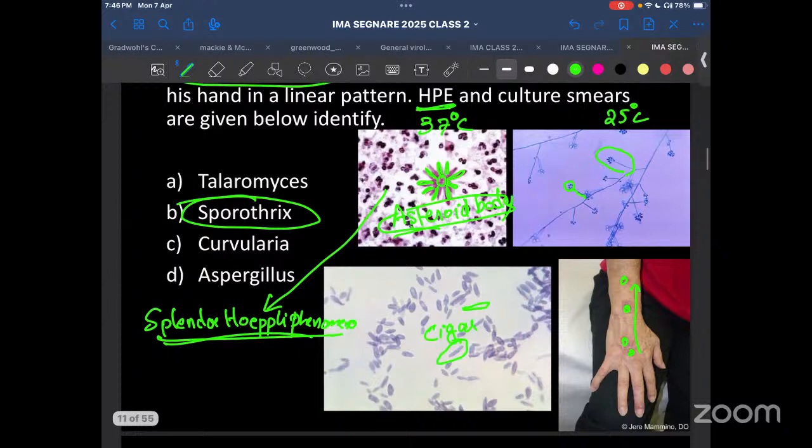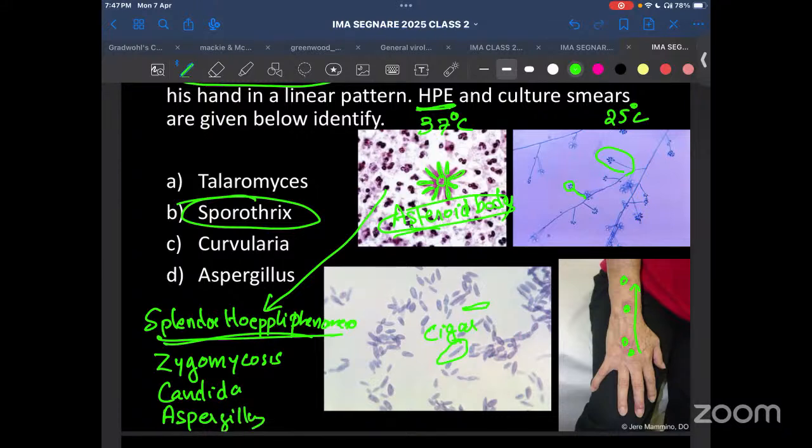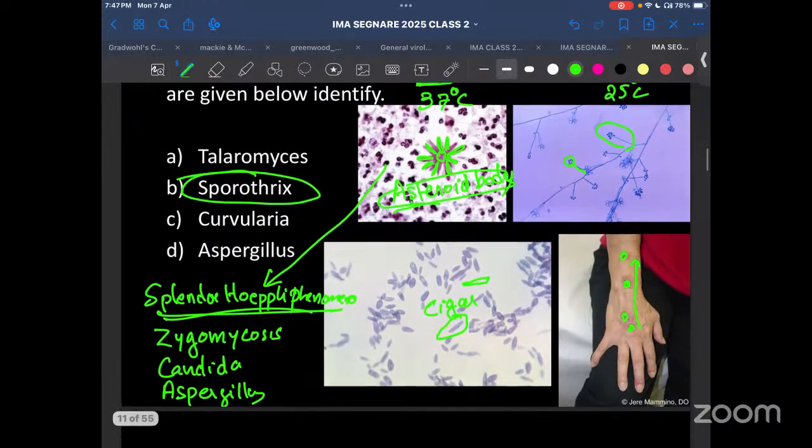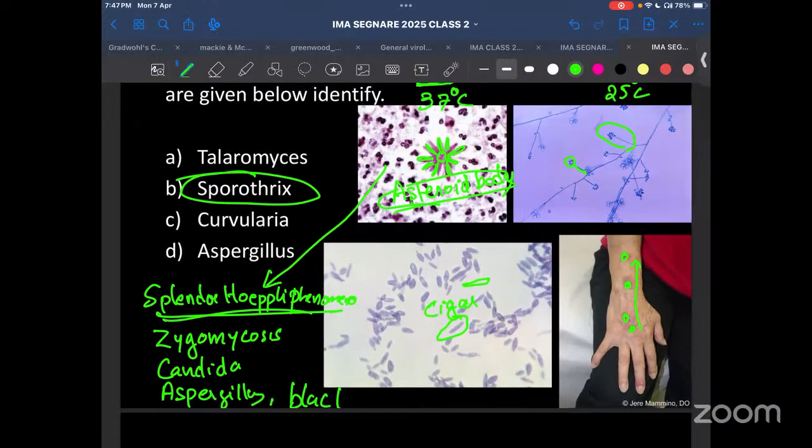Now, the Splendore-Hoeppli phenomenon is not a pathognomonic feature of Sporothrix. Other fungi can also show this Splendore-Hoeppli phenomenon. Examples are zygomycosis, which is mucormycosis, then Candida, Aspergillus, and blastomycosis, which we discussed, can also show this phenomenon.